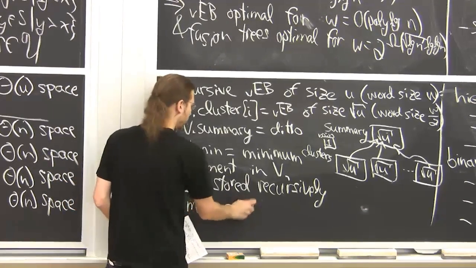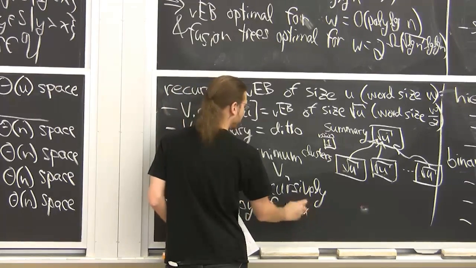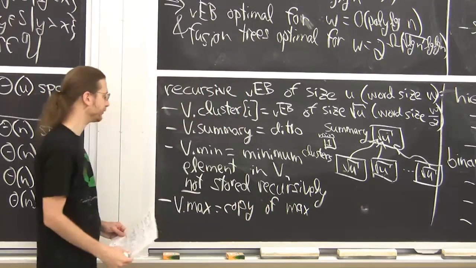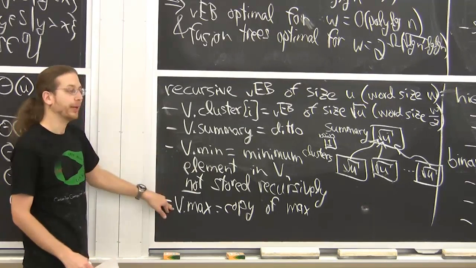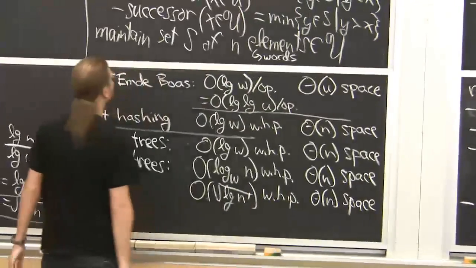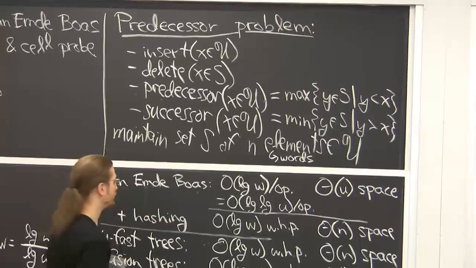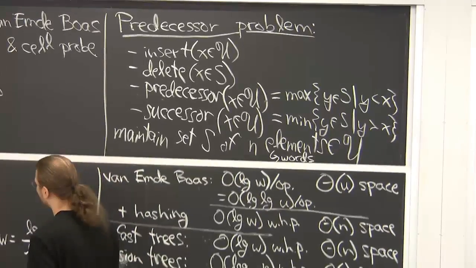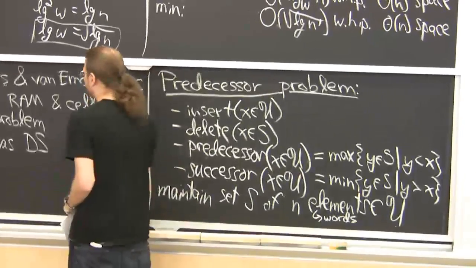And then v.max we also need, but it can be stored recursively. So just think of it as a copy of whatever the maximum element is. Okay, so in constant time, we can compute the min and compute the max. That's good. But then I claim also in log w time, log log u time, we can do insert, delete, predecessor, successor. So let's do that.